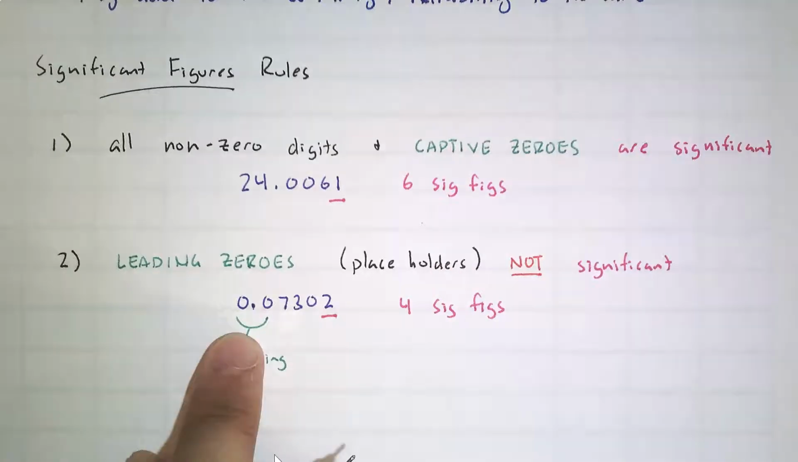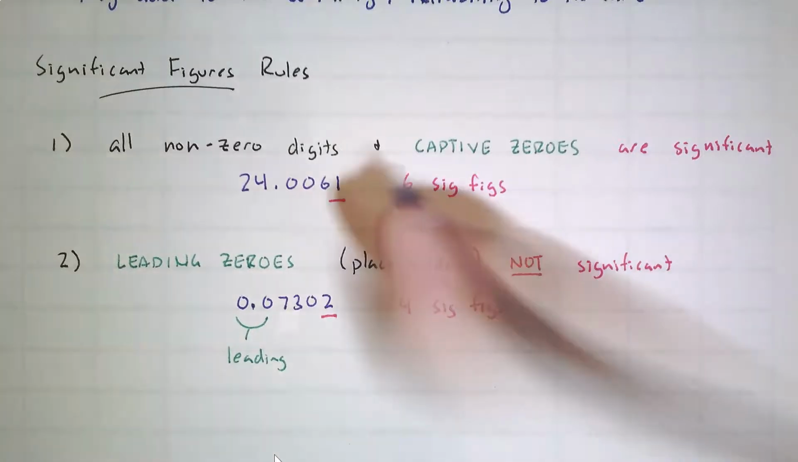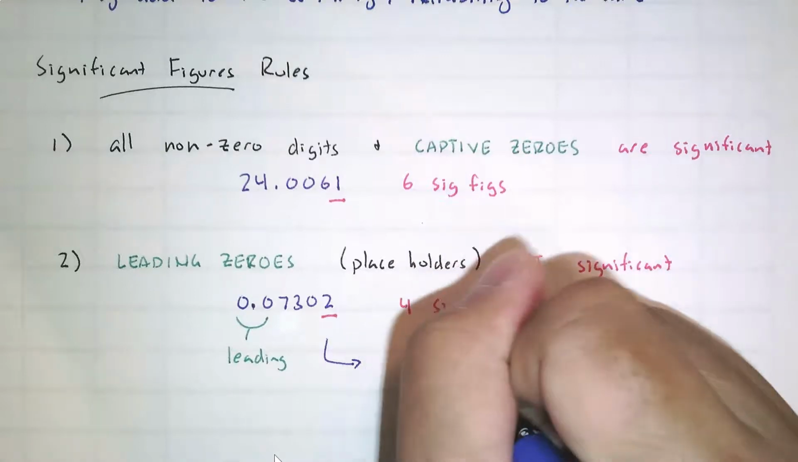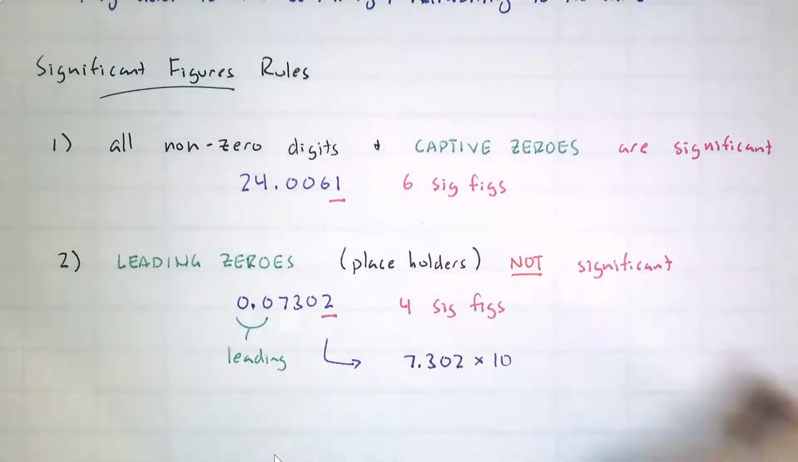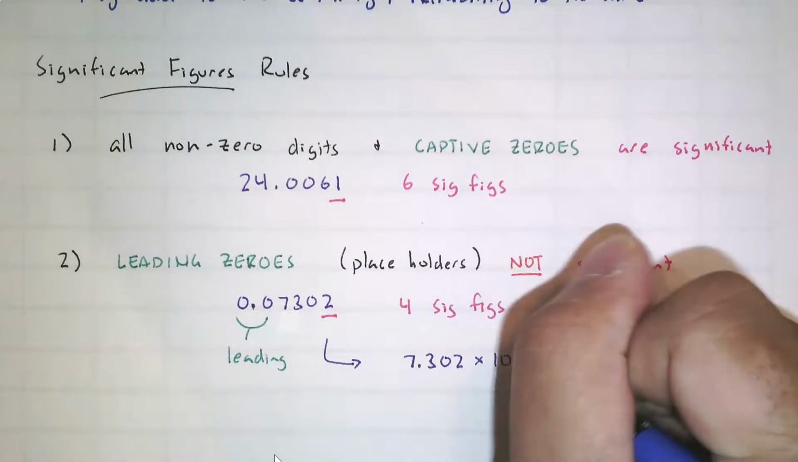Leading zeros are not significant. What was the trick that we saw a minute ago? Expressed as scientific notation, 7.302 times 10 to the what? 1, 2. And we're getting smaller. 10 to the negative 2.